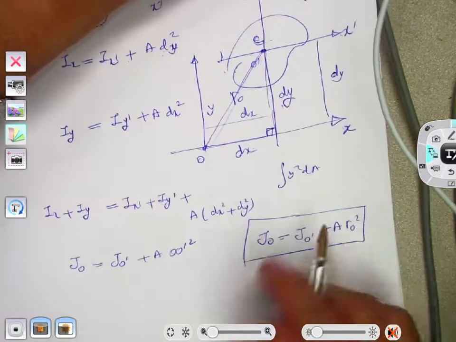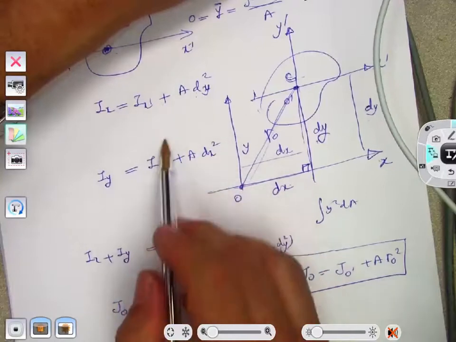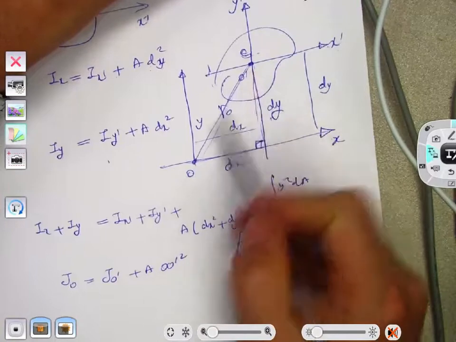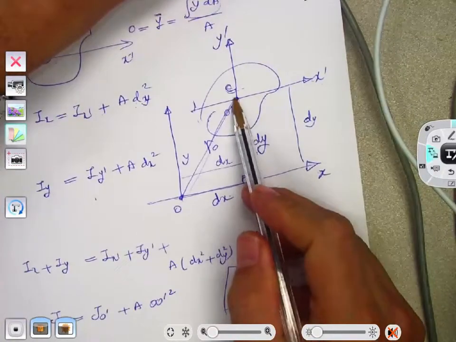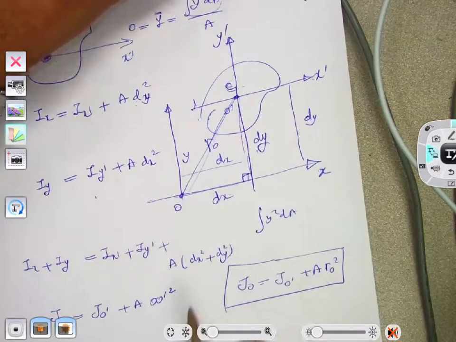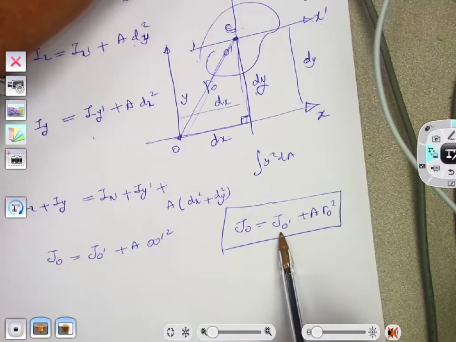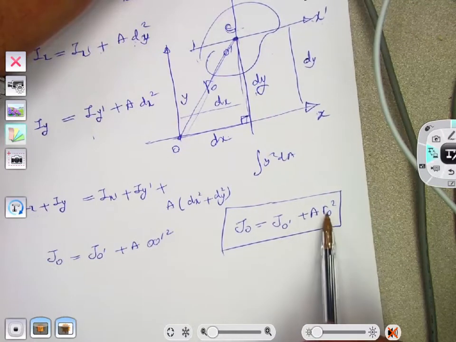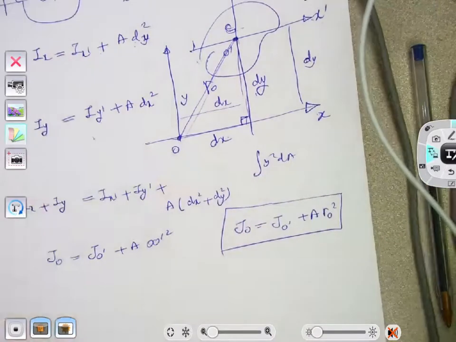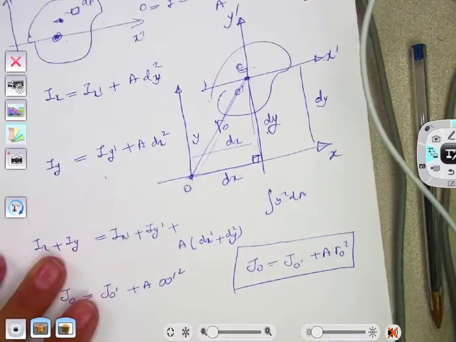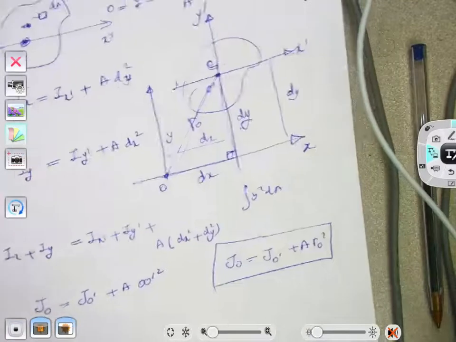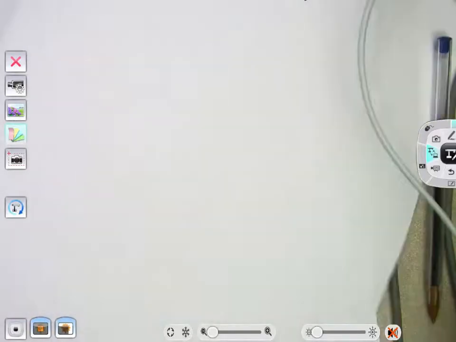Right? So similar to what we had for these, but the distance is measured from point to point. So for polar moment of inertia, if you have the polar moment of inertia about the centroid and you want to find it about any other point, all you need is to add the polar moment of inertia about the centroid plus area times the distance between this new point and the old point. Alright? So this is the parallel axis theorem.